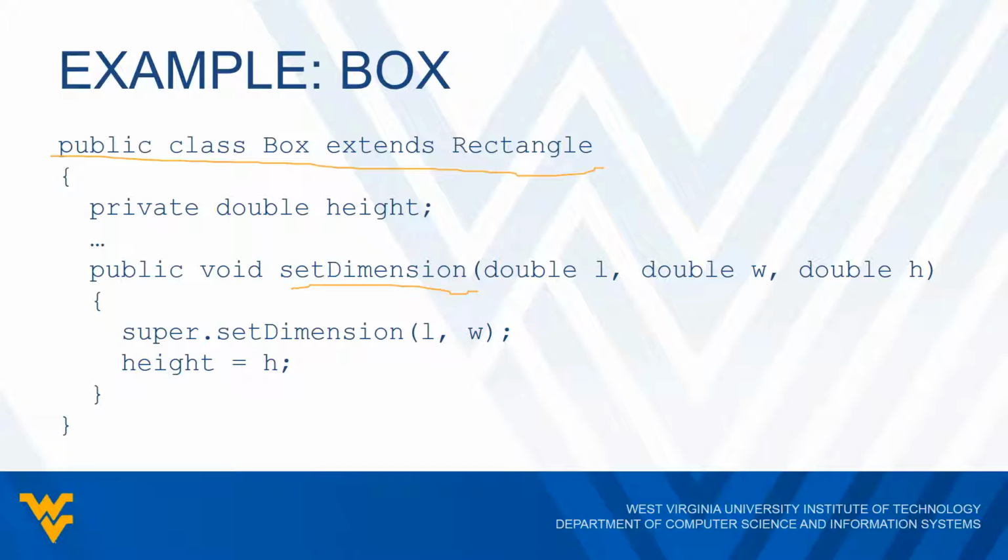So what we do here is we call the setDimension method from the superclass. So that's where we have this super.setDimension right here. This line is going to call setDimension from the rectangle class. So it will set the length and the width for us because it passes the L and the W. And then the next line takes care of our height data member. So we can adjust or set that variable right there.